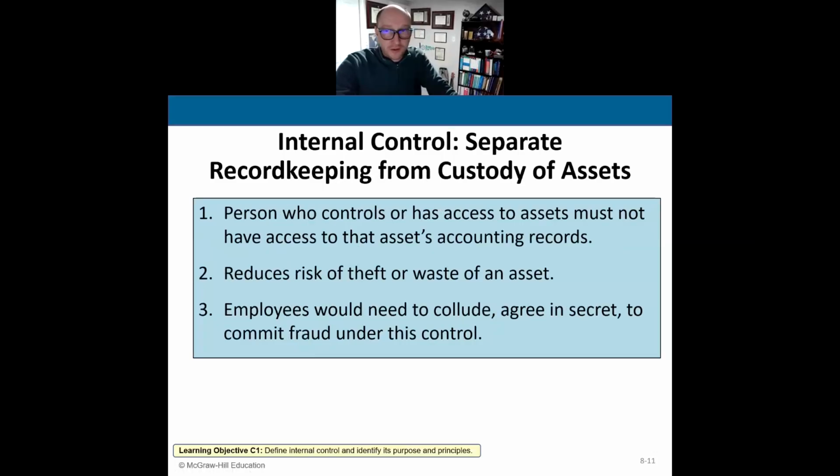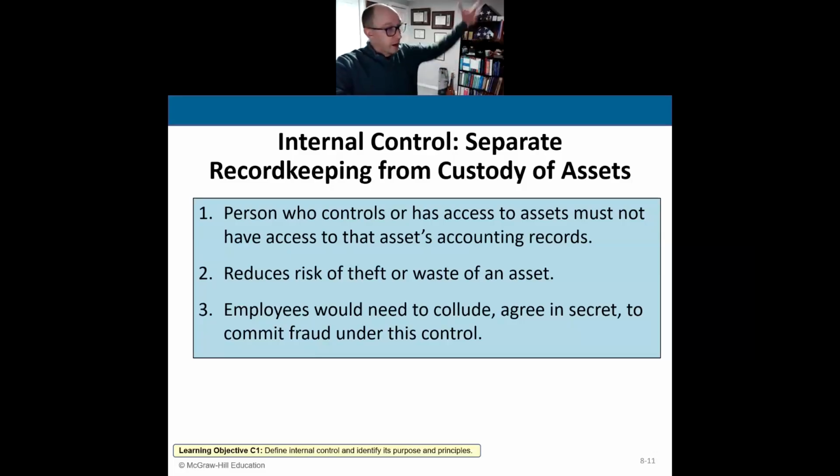Separating record keeping from the custody of assets. The same person counting the cash should not be the same person that received it. The person receiving the inventory should not be the same person that ordered it. Okay, separation of duties. Yes, very important.